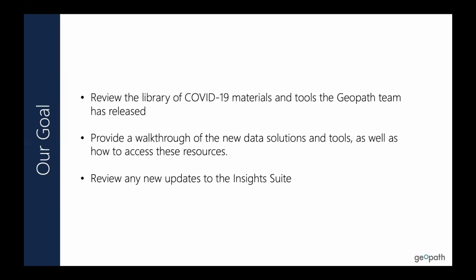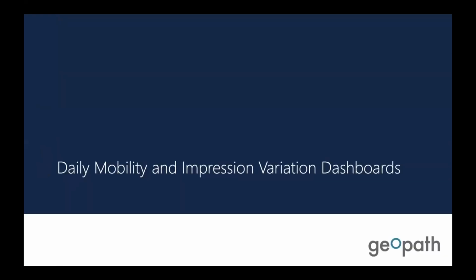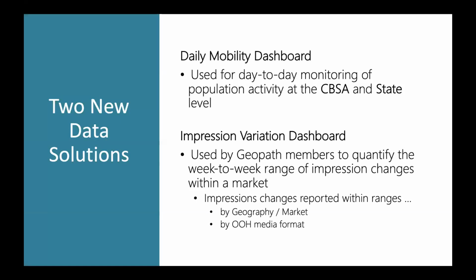If there are no other housekeeping things, I'm just going to jump right into it and talk about, like I said, some of the information available to everybody related to COVID-19. Two of the biggest things that were released were the daily mobility dashboard and the impression variation dashboard. So there are, again, two new data solutions.